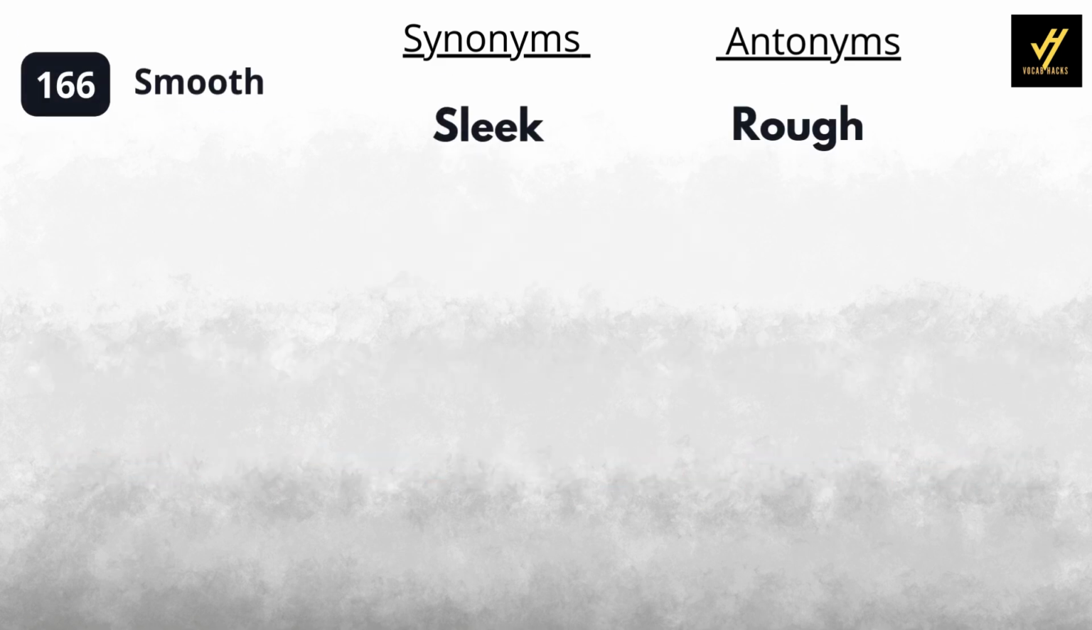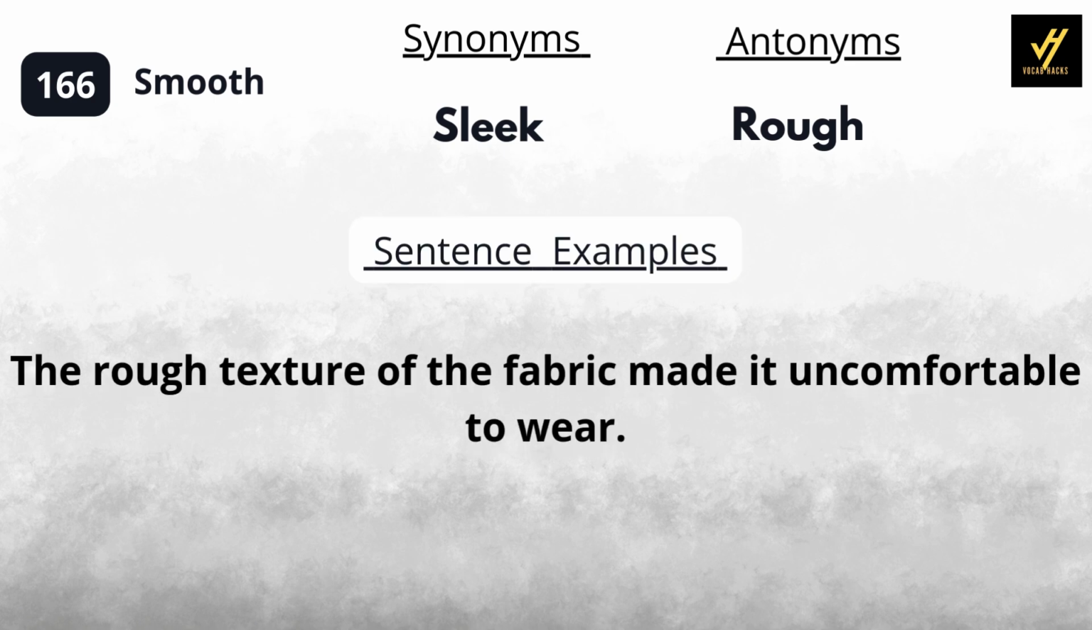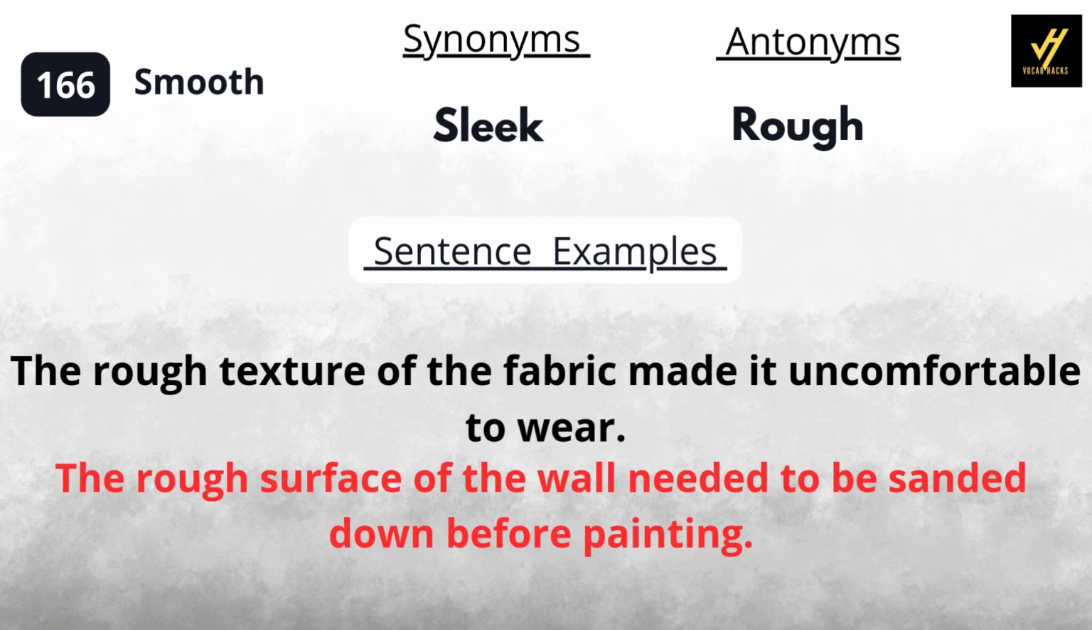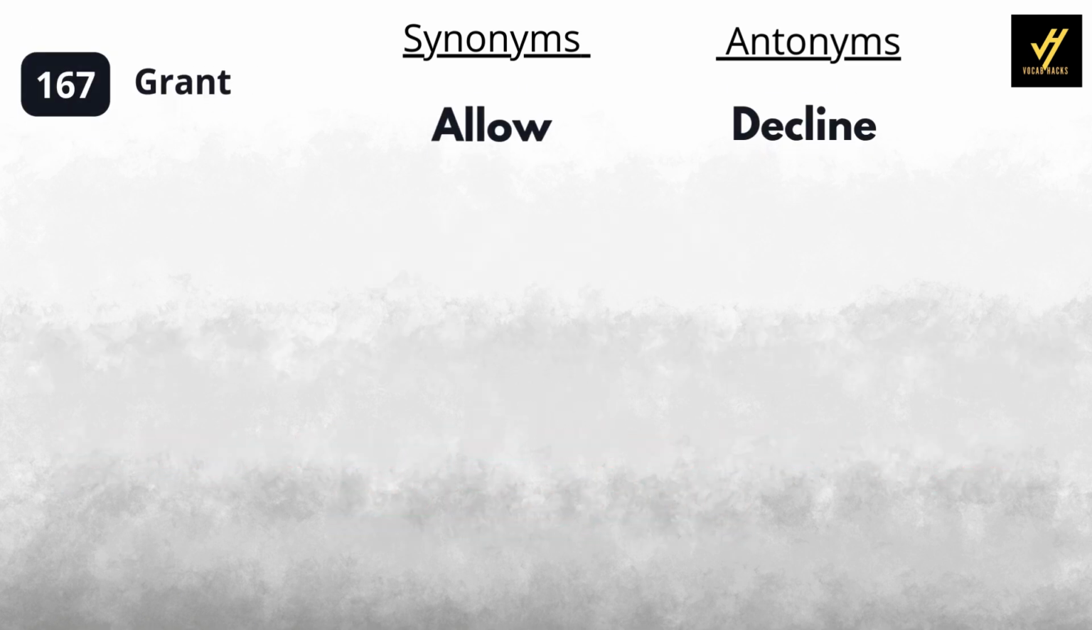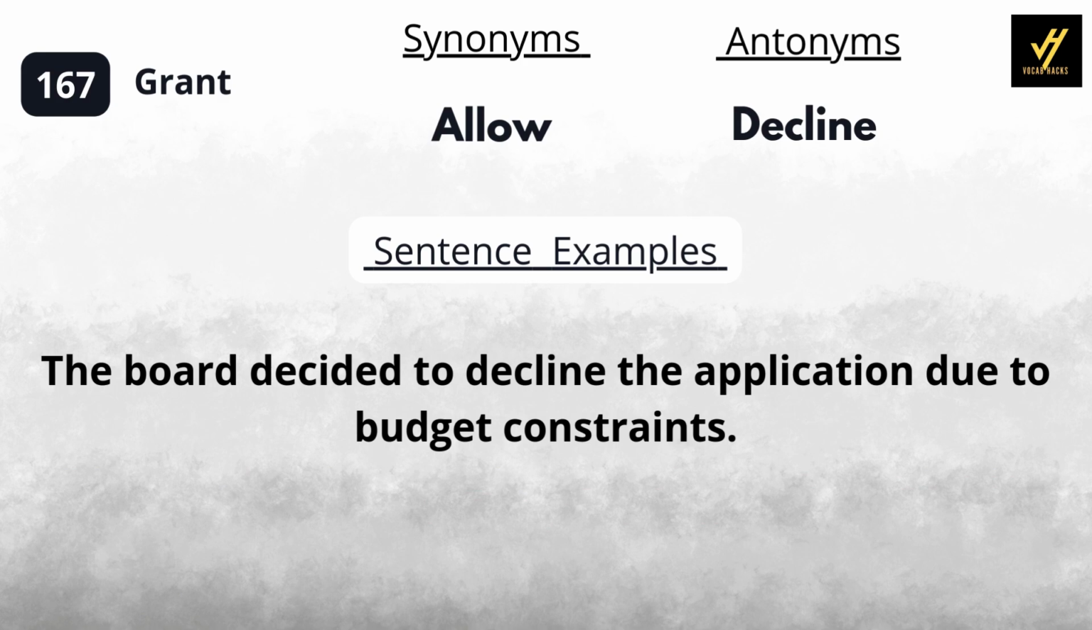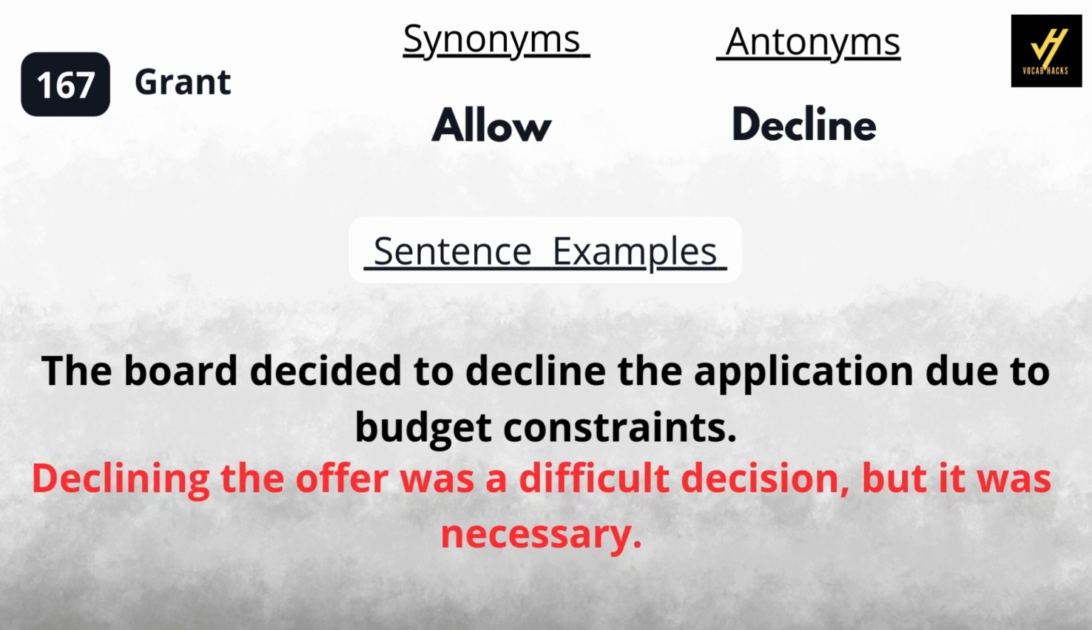Smooth, sleek, rough. The rough texture of the fabric made it uncomfortable to wear. The rough surface of the wall needed to be sanded down before painting. Grant, allow, decline. The board decided to decline the application due to budget constraints. Declining the offer was a difficult decision, but it was necessary.